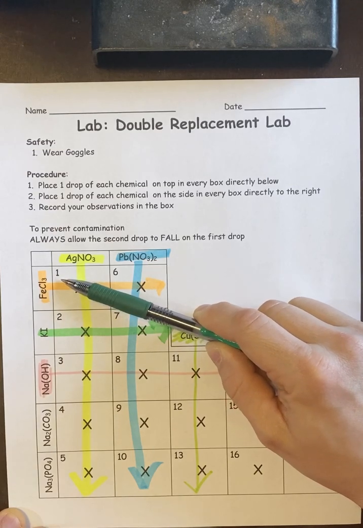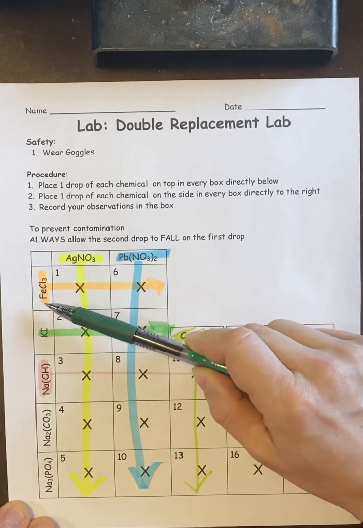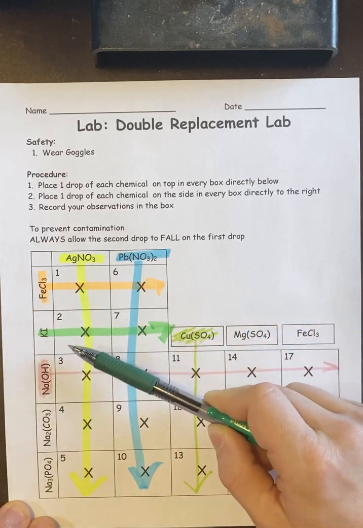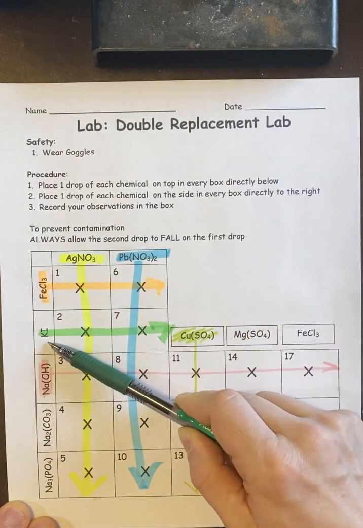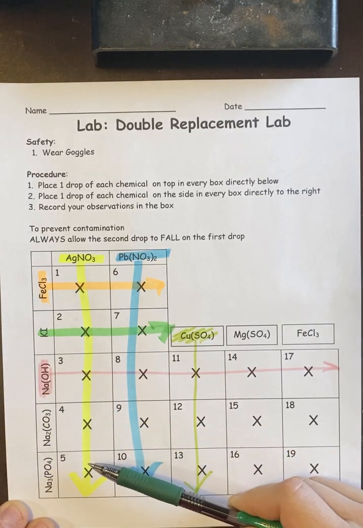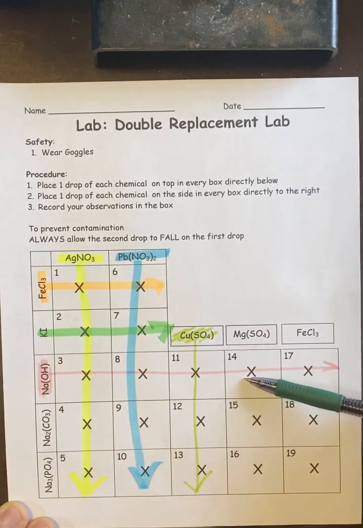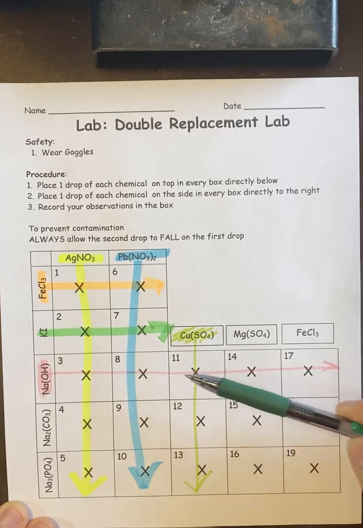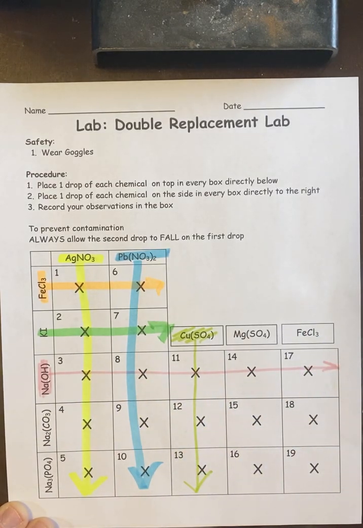says box 1. The chemicals that are going to be mixed in box 1 are AgNO3 and FeCl3. For box 2, it would be AgNO3 and KI. For box 3, AgNO3 and NaOH. And so you get the idea where the two chemicals meet on the top and the side. That's what two get mixed in the box. There are 19 reactions that you're going to be doing.